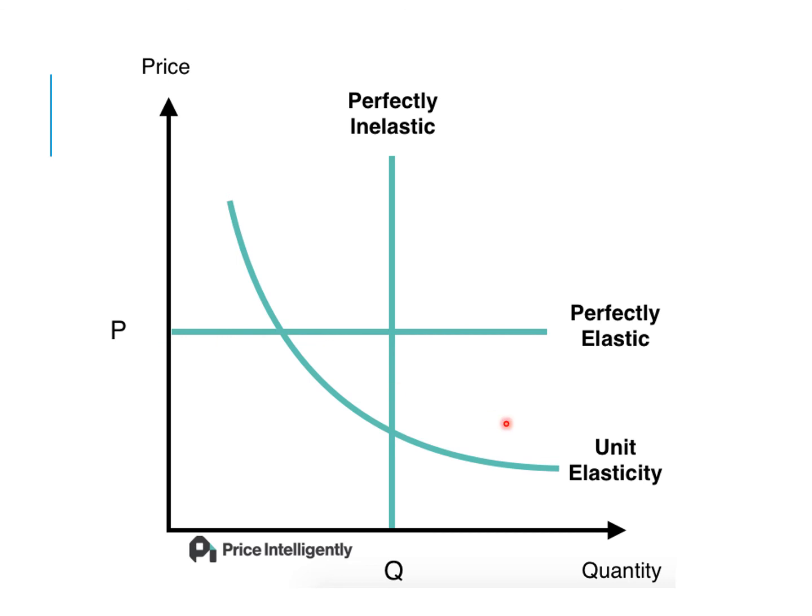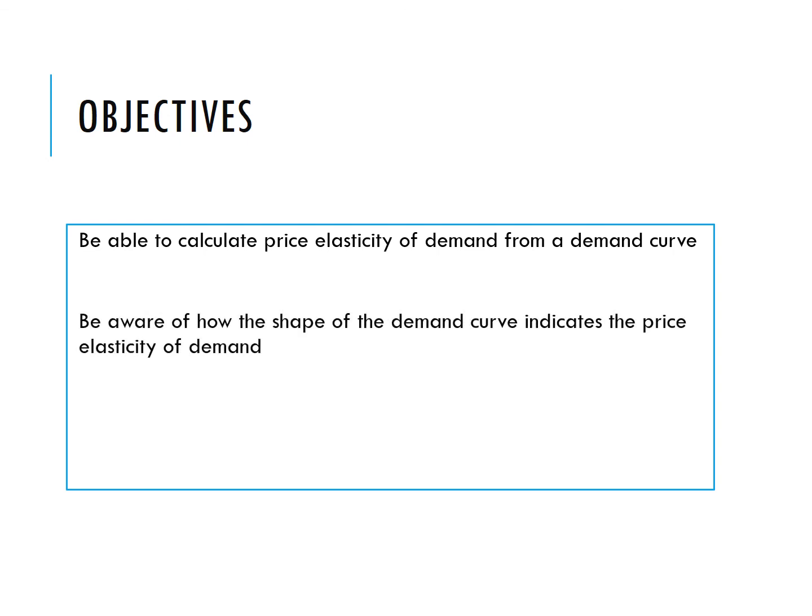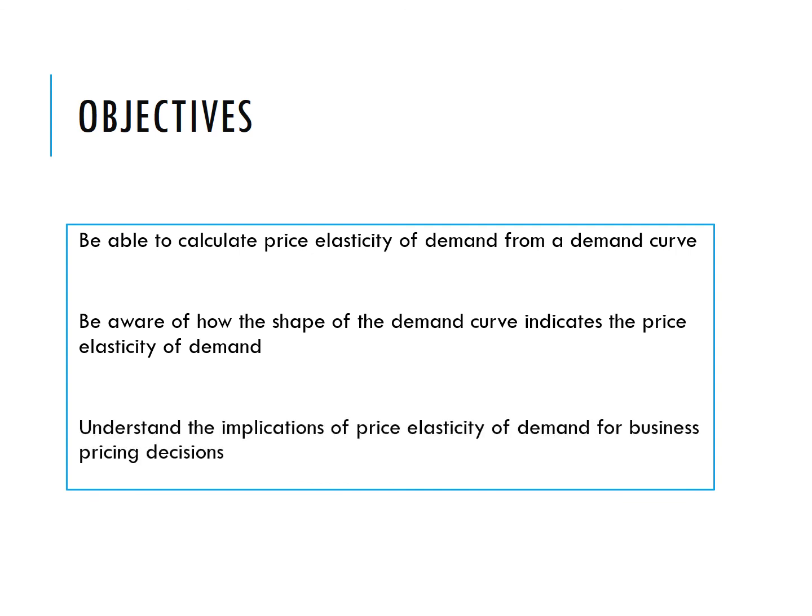A good way of remembering this is that the inelastic demand curve looks like an I, and the elastic demand curve looks like the middle of an E. So I for inelastic and E for elastic. So in this video, we've looked at how you calculate price elasticity of demand from a demand curve, how the shape of the demand curve indicates the price elasticity of demand, and we've looked at the implications of price elasticity of demand for businesses when they're considering whether to raise or lower their price.